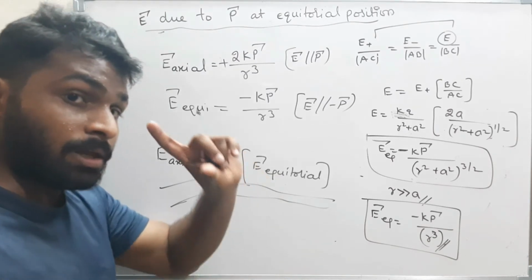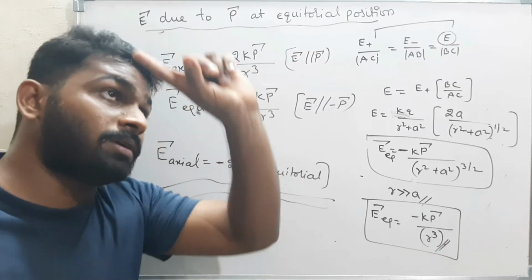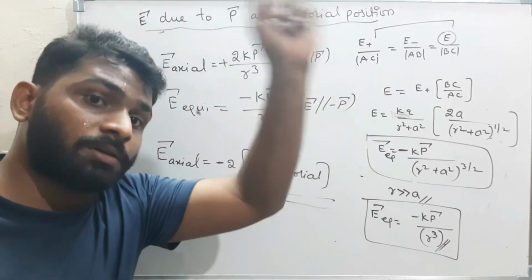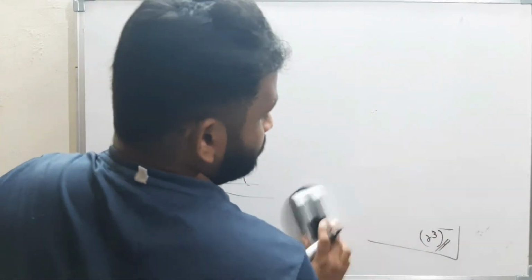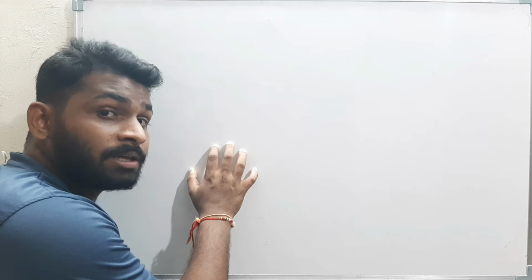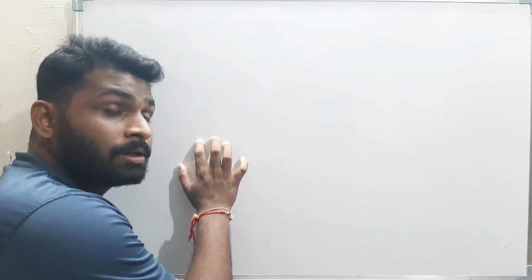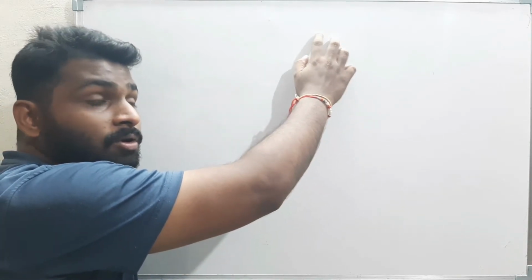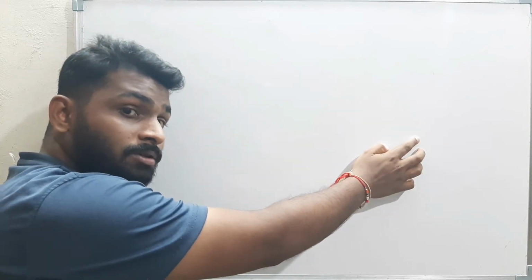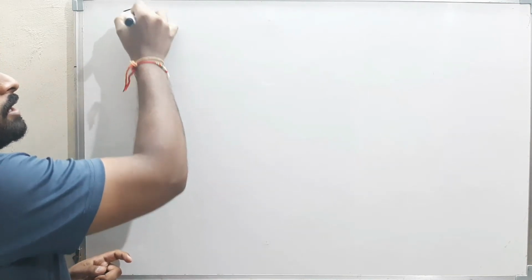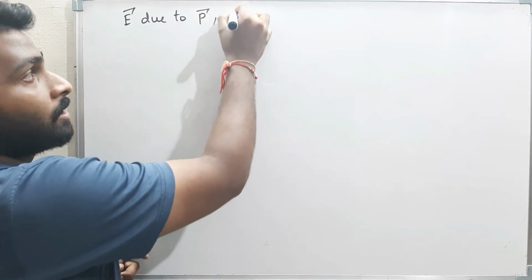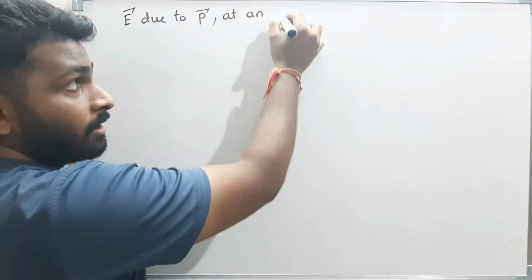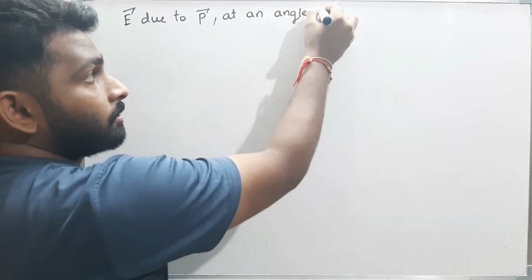Now we will see the electric field intensity at a point in between the axial and equatorial, somewhere in between. Now see here. This is very important. Now we are going to see the electric field intensity due to the dipole at a point which is not equatorial or which is not axial. The electric field due to the dipole at an angle theta.